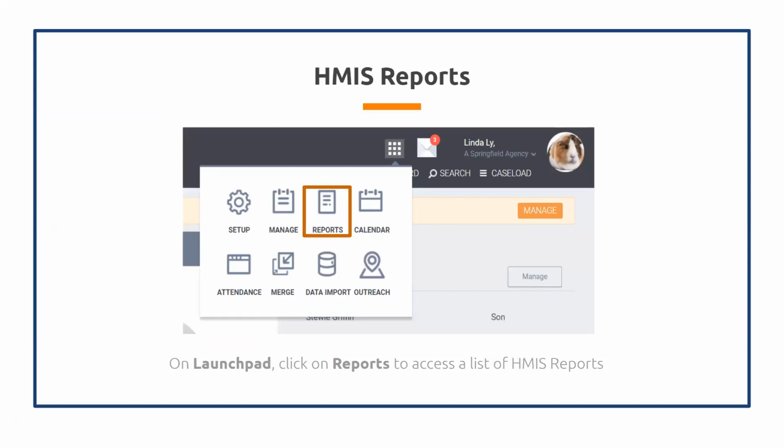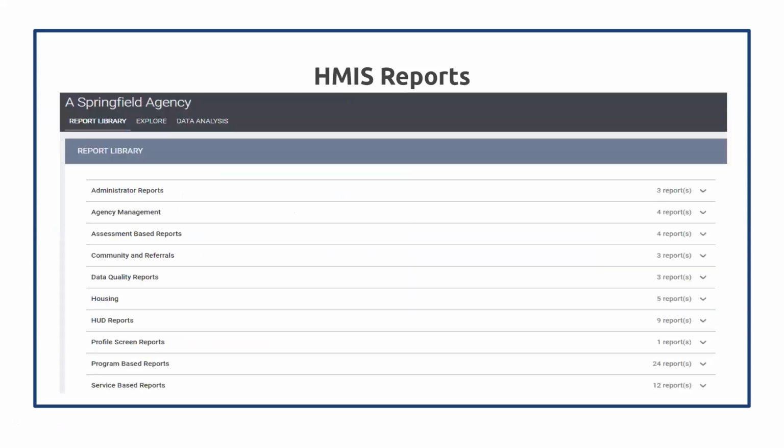So to access the HMIS reports, please go to the Launchpad and then click on reports to access a list of HMIS reports. It would then take you to this page, and you can see that it is divided up into 3 sections, which is the report library, explore, and data analysis.